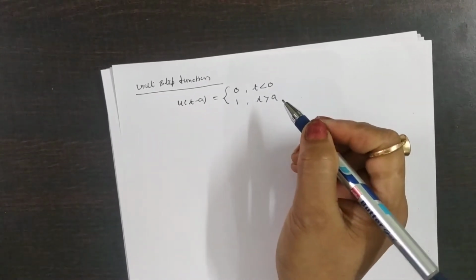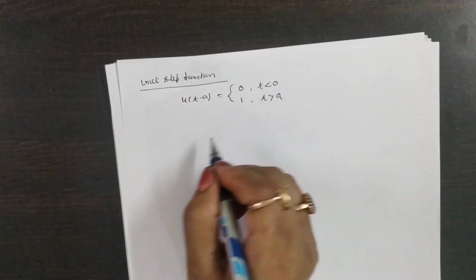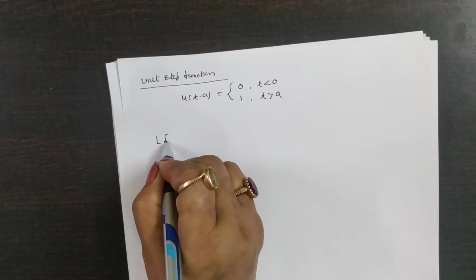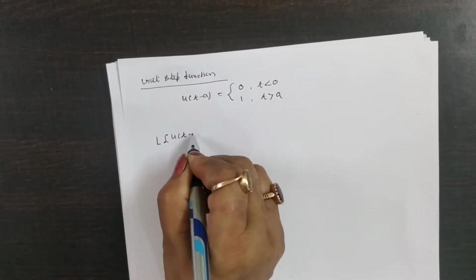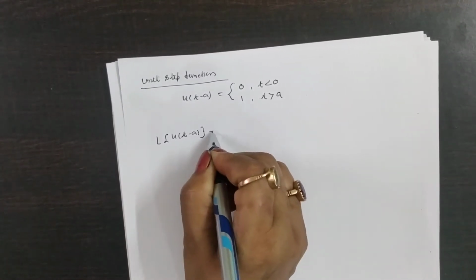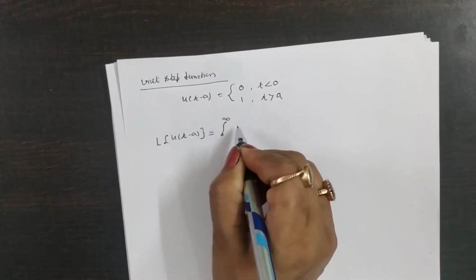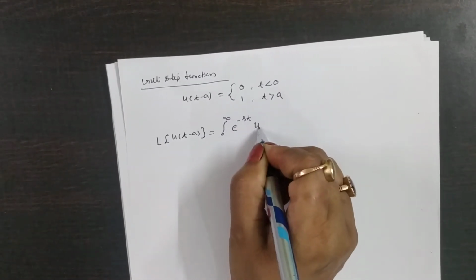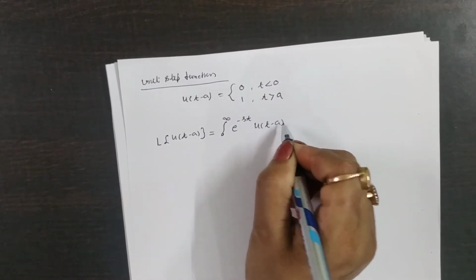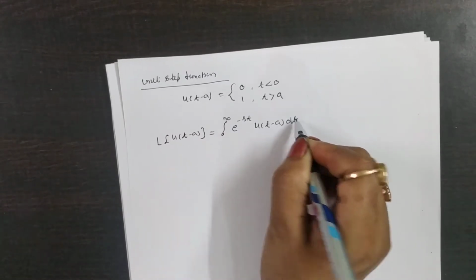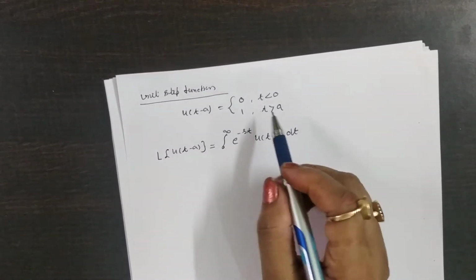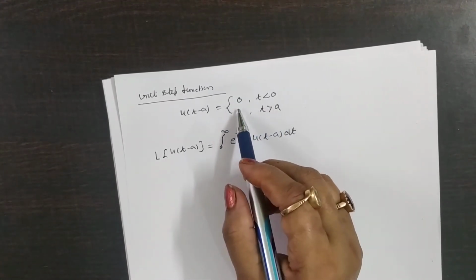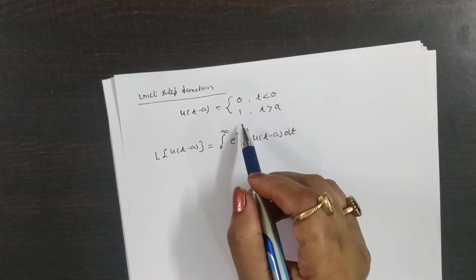Now we want to find the Laplace transform of this unit step function. Therefore, taking the Laplace, that is Laplace of u(t minus a), is equal to the integral from 0 to infinity of e to the power minus st times u(t minus a) dt. As the unit step is 0 for t less than a, and for t greater than a the value is 1.